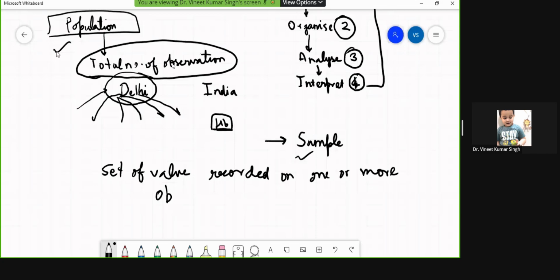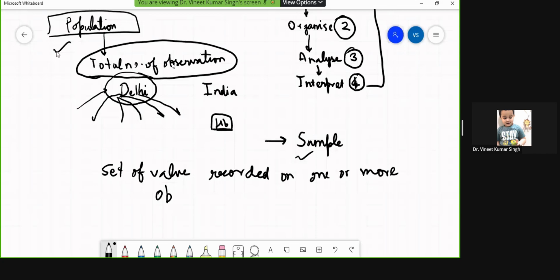अच्छा एक चीज और रह गया. Now the mean of the population is represented by the symbol mu. Population mean. अगर population का mean है, it will always be represented by mu. And the mean of any sample is represented by the symbol x bar. Okay. Now moving on to central tendencies.